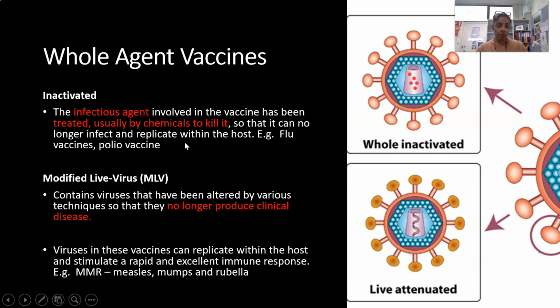We then have the modified live virus. It can no longer produce a clinical disease. The virus in these vaccines can replicate within the host, and that will give a really great immune response because your body will actually think it's under attack. But you can see in this cartoon here that it has been modified to not cause any sort of problems to your body.